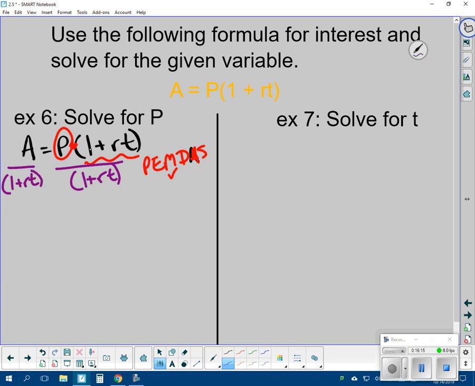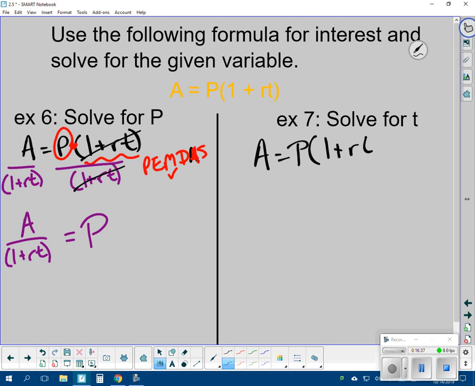Well, if I do that then, multiply by 1 plus RT, divide by 1 plus RT, those cancel. So I get my p all by itself, and I have on my other side A divided by 1 plus RT. There you go. Okay, same equation, but now this time we want to solve it for t.